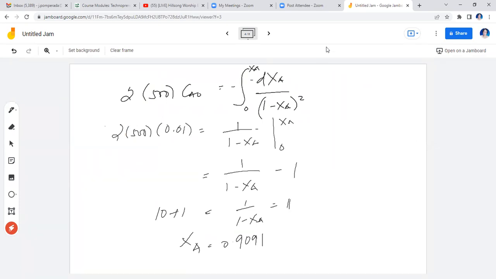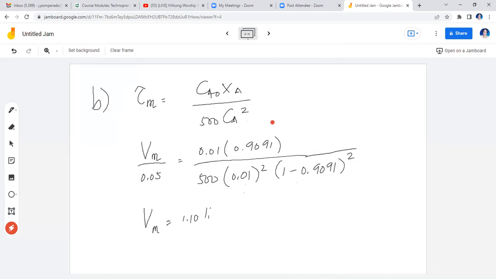Now for letter B, for this same conversion computed for the plug flow, what do you think would be the size of the mixed flow reactor needed to achieve the same degree of conversion? So of course, we need to write the performance equation for the mixed flow reactor. This time, it's not anymore in the form of an integral expression. Then we replace the volume of the plug flow by the volume of the mixed flow because this is our unknown. And you have here the volumetric flow rate.